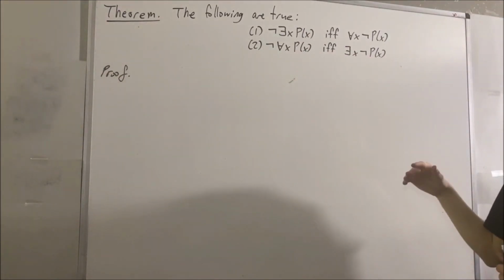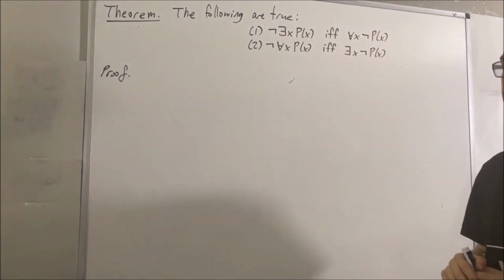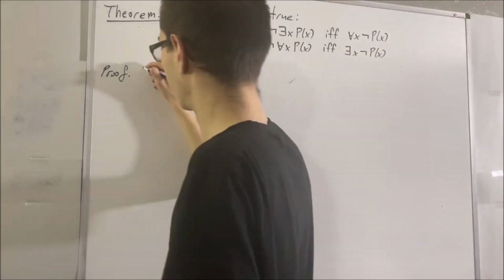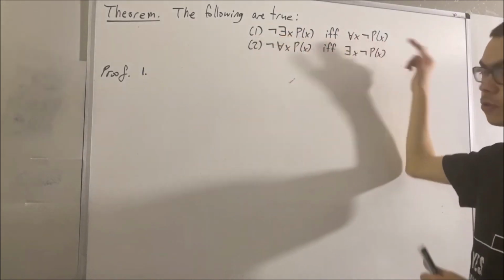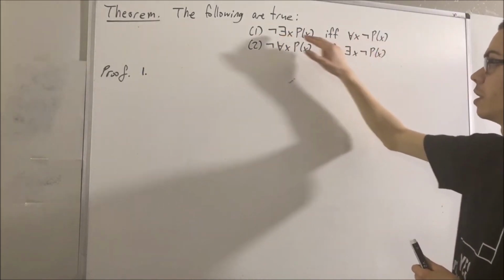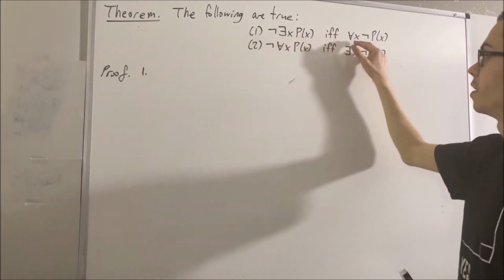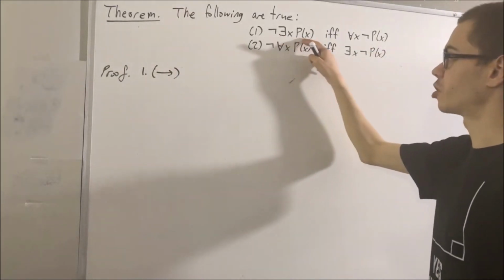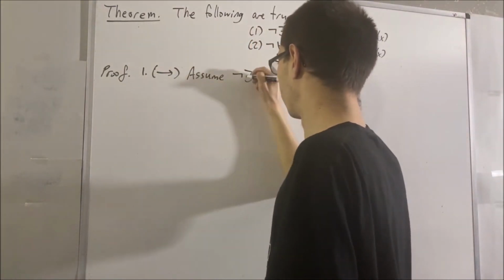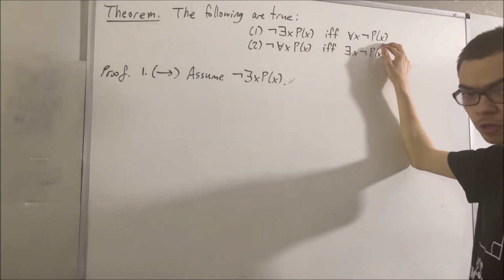Right, so we're going to prove 1 first. Really, we're trying to prove if this is true, then this is true, and if this is true, then this is true. Let's start by proving if this is true, then this is true. And to do that, assume this is true. Our goal now is to prove that this must be true.